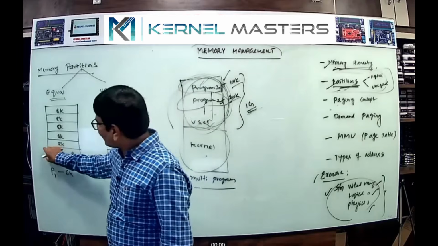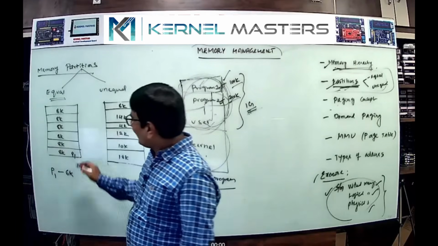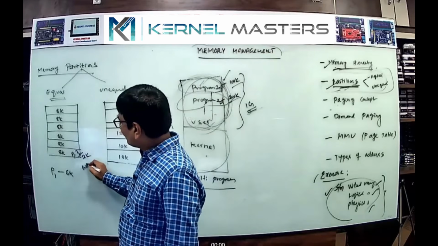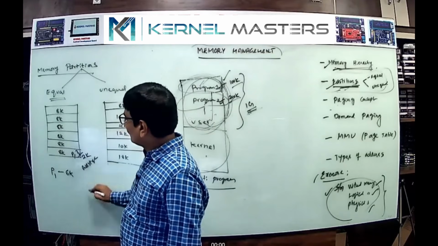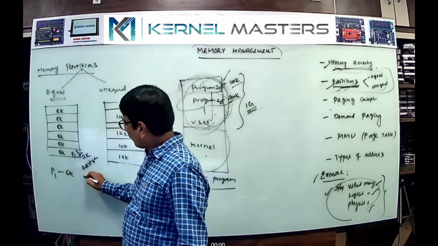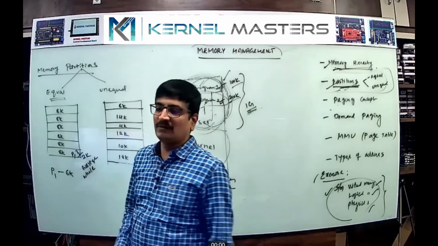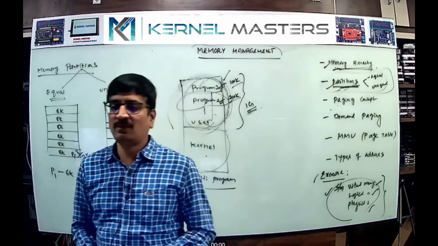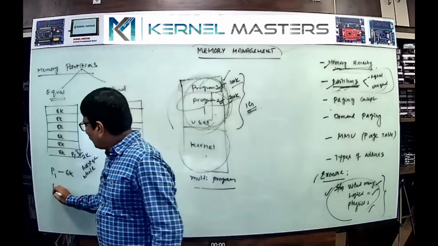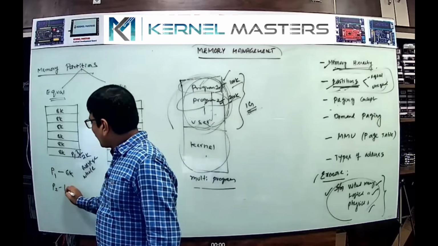But the partition size is what? 8 kilo. What happened here? 2 kilo is wastage now. This is called a hole. The memory hole is created actually. Wastage, 2 kilo. For example, process P2 is 10 kilo.